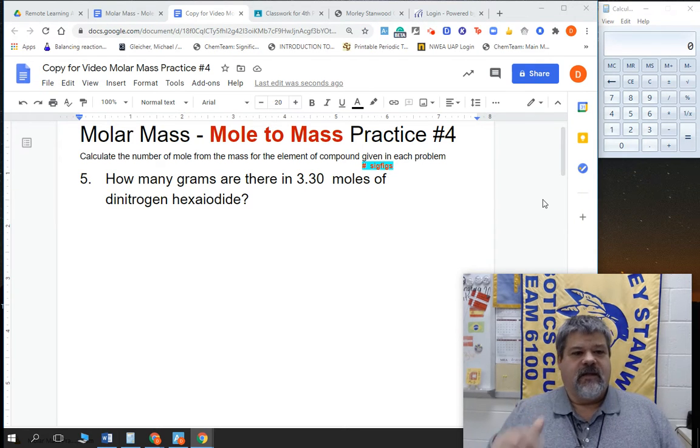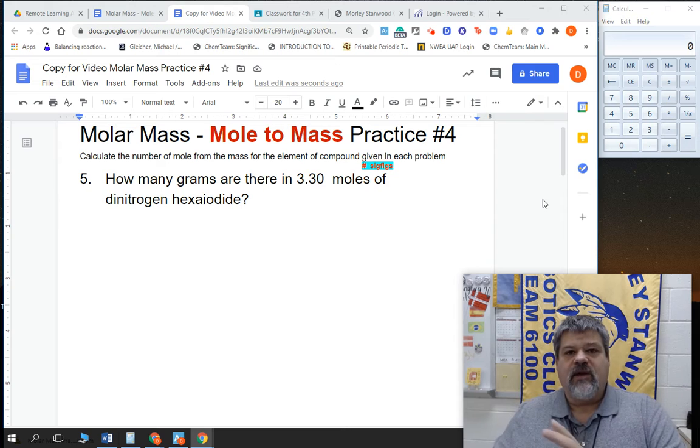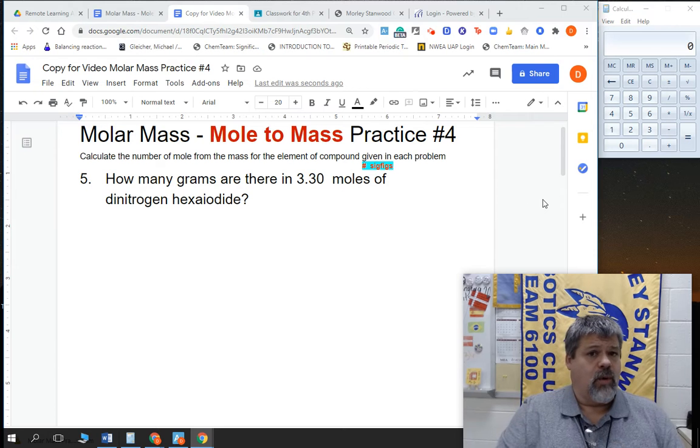This time we're doing molar mass, practice sheet number 4, question number 5, and we are doing moles to mass. So we're going to convert the number of moles of a compound to how many grams that actually is. So it's basically just a conversion factor. Our conversion factor is using molar mass. So remember, 1 mole will equal the molar mass of the compound that we have.